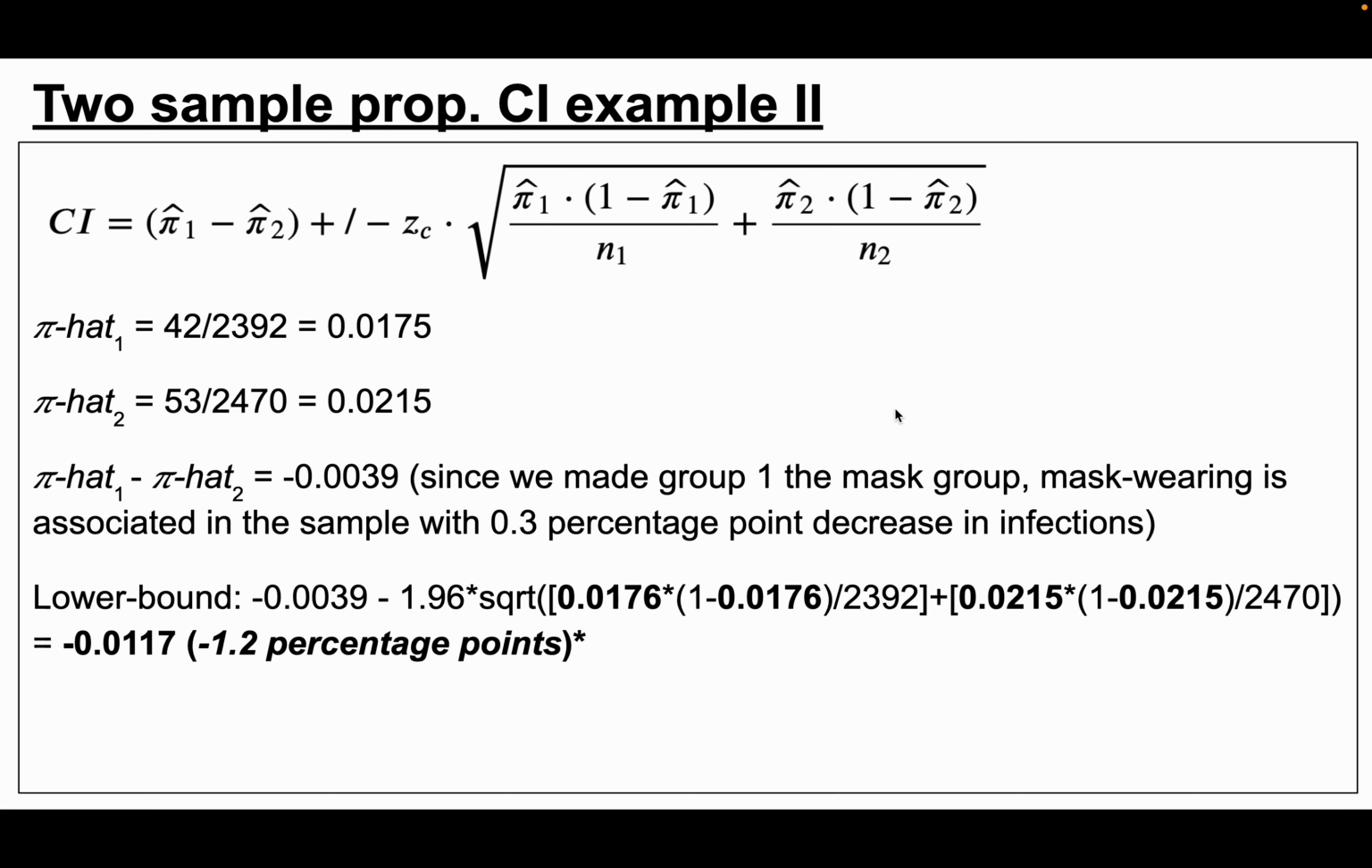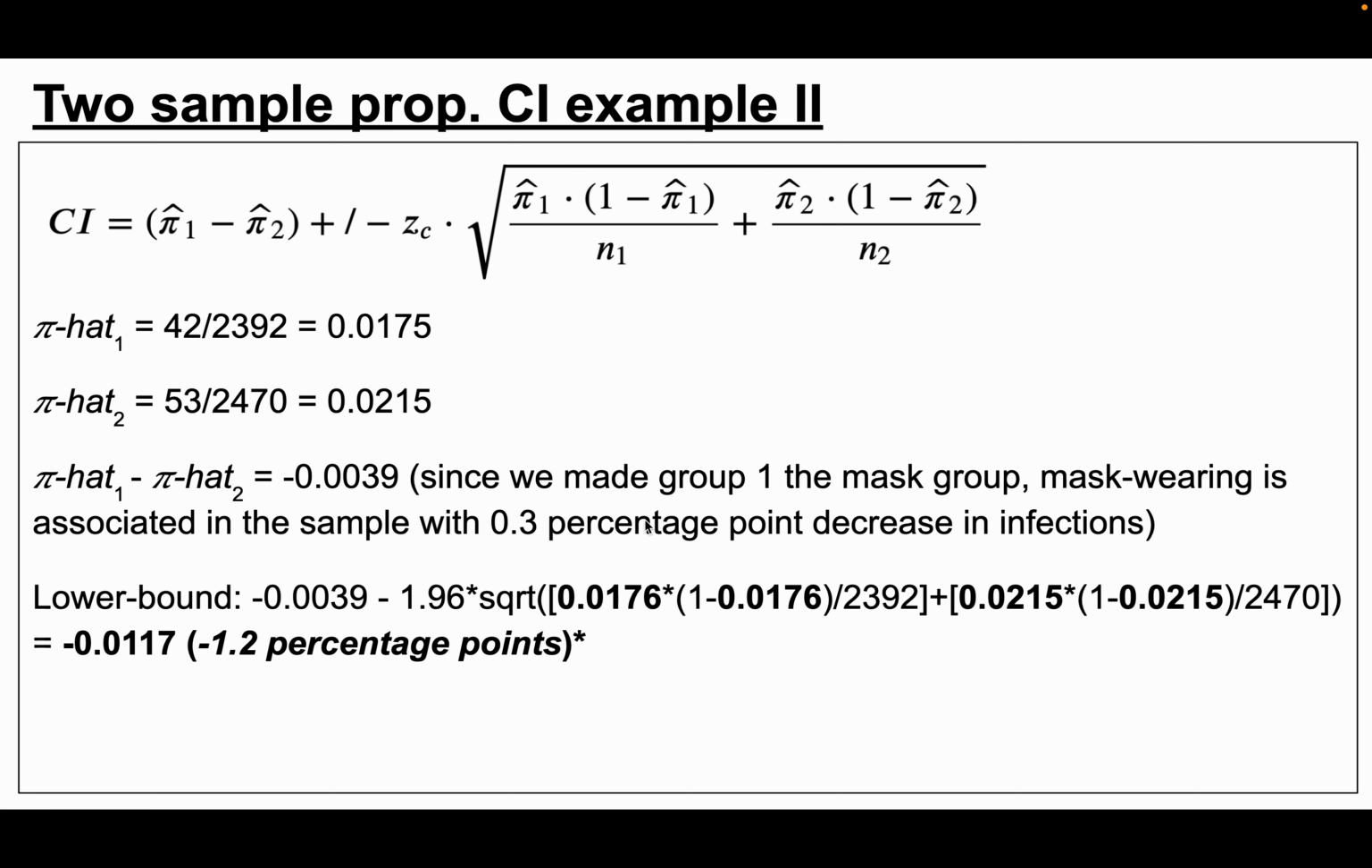the probability for group 1, and basically again, we're using this observed difference, right? So this is just the variance of the sum of these variables here. 0.0176, or the difference, by the way, it's the same for this difference and the sum of two random variables. So 0.0176 times 1 less that, divided by 2392, plus 0.0215 times 1 less that, divided by 2470. Take the root of the whole thing, and we get negative 0.0117.